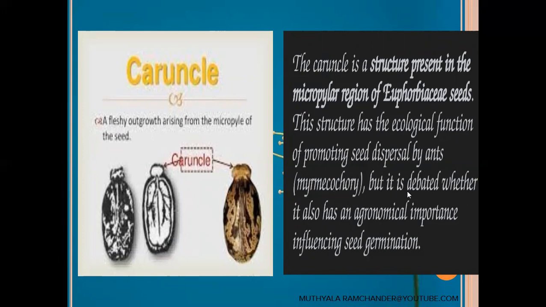But it is debated whether it also has agronomic importance, influencing seed germination. It means the sponge tissue of the caruncle helps in the seed dispersal mechanism and also helps in the germination mechanism. During the germination of the seed, the caruncle absorbs water. This is the caruncle structure.